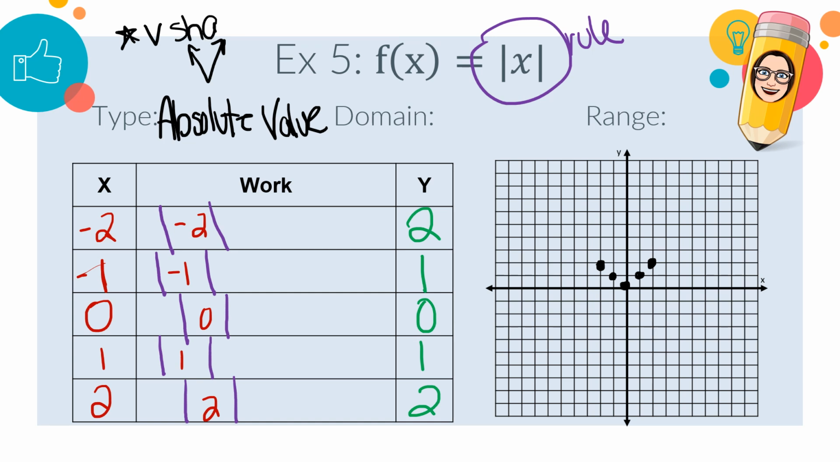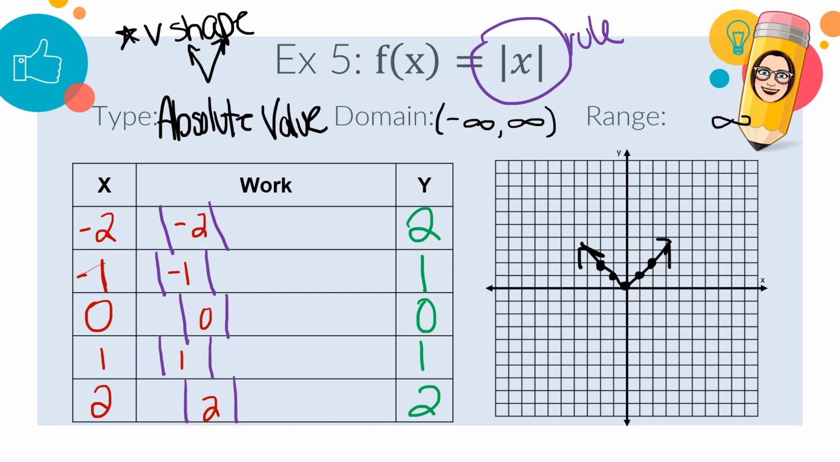V shape. Can you add that somewhere? We'll make a V. Okay, write V shape somewhere. So my domain, well, guess what? It's the same as a U, forever left, forever right.